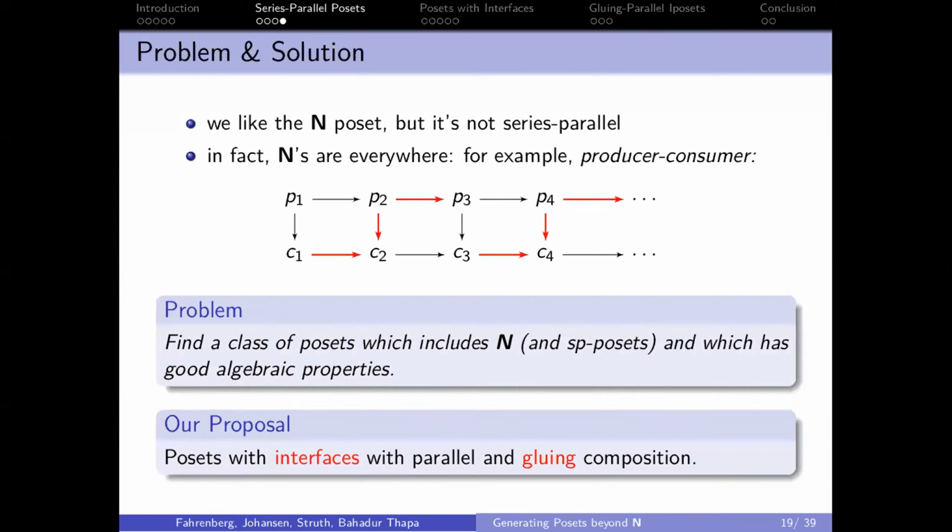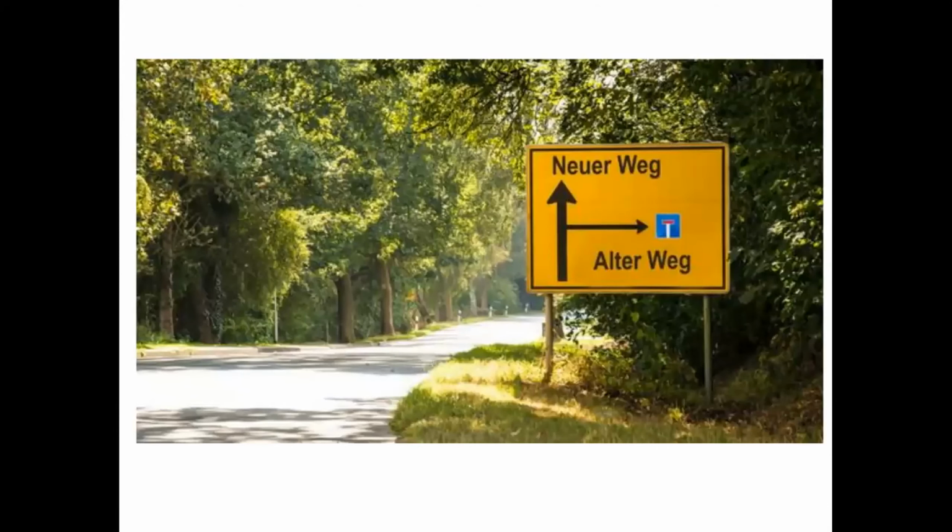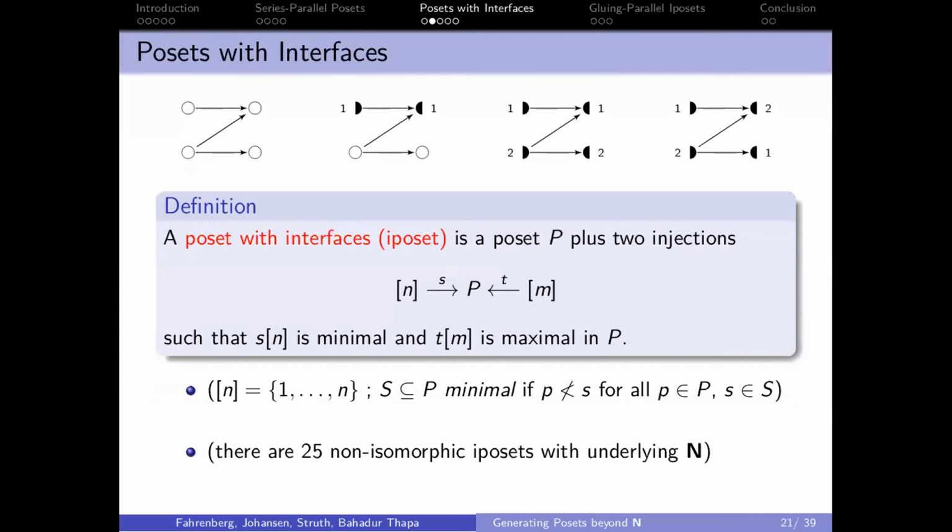So we wanted to find a class of posets which includes the N and SP posets, and which has good algebraic properties, whatever that means, you will see later. So our proposal is posets with interfaces with parallel and gluing composition, as you will see now. This slide is just to wake you up and to signify that now begins the interesting part of the talk.